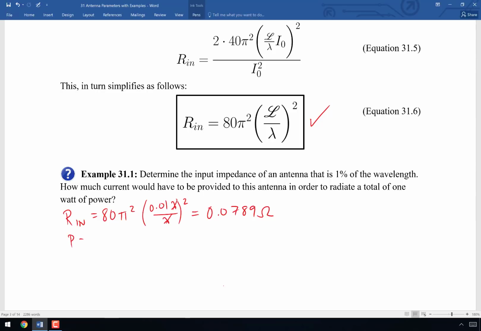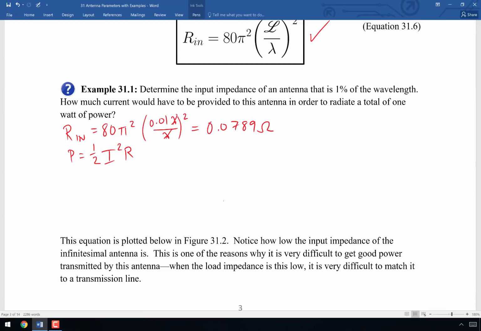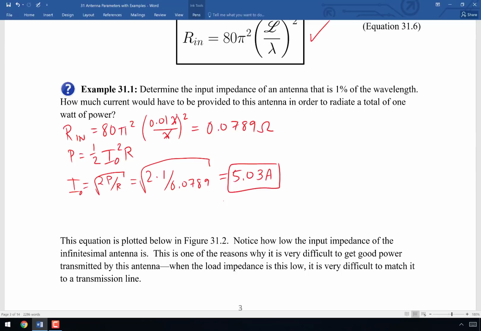We were also asked to calculate, if we wanted 1 watt of power, how much current we would have to send to this resistor. So the power is 1/2 I squared times R. And so I, which is the amplitude, I probably should call that I_0. I_0 is equal to the square root of 2P divided by R. So this is 2 times 1 watt divided by 0.0789. Take the square root of that, and I get 5.03 amps. You'd have to deliver 5 amps to this antenna to get 1 watt out of it.